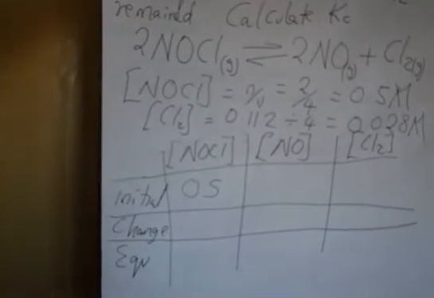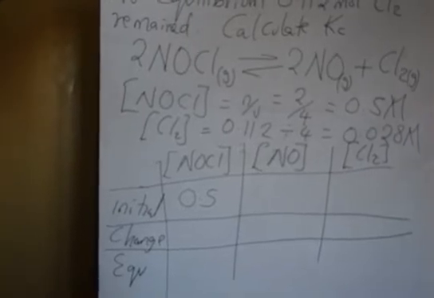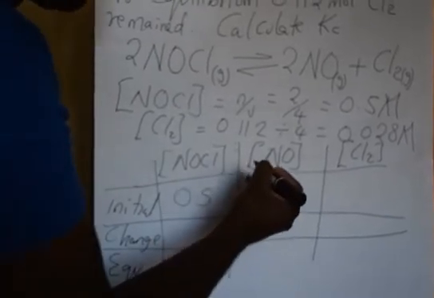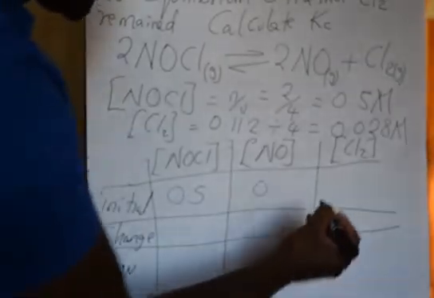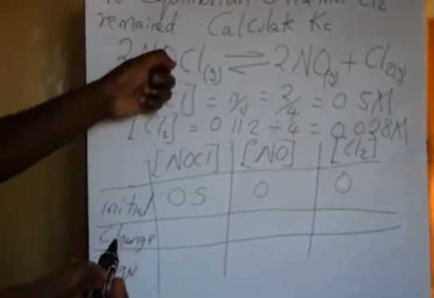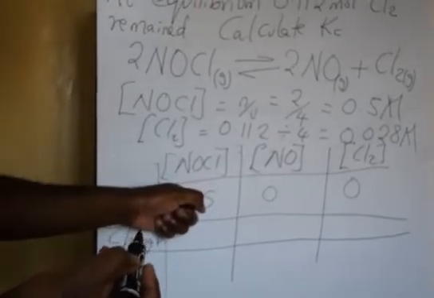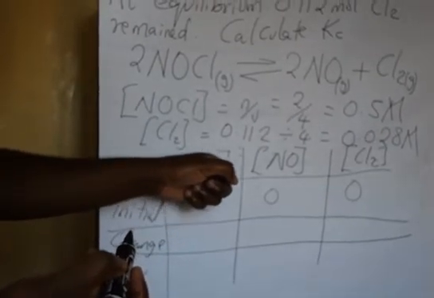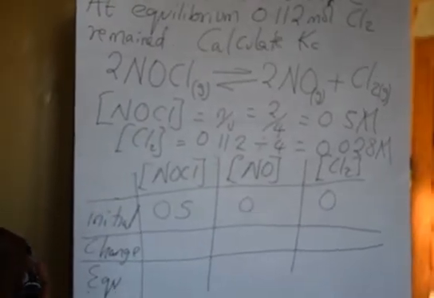Why did we convert to concentration? Because the concentrations are the ones that we use when you are solving the equilibrium constant. So it's better you convert and then you start working. So this 0.5, and then initially these are 0 and these are 0. Because they are products, we were only told that there was a reactant. So at the beginning you only had 0.5 molar of the reactant, and there was nothing of the product because the reaction hadn't started yet.